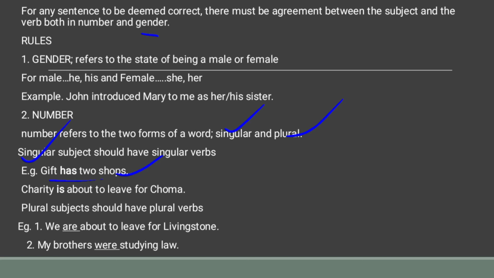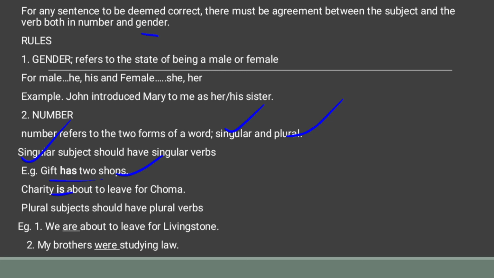Charity is about to leave for Choma. Look at this. Charity. The verb is this one, that's the auxiliary verb. So charity. Can we say charity are about to leave for Choma? Not at all. Because charity is just one person. So we use is in that case. Charity is about to leave for Choma.